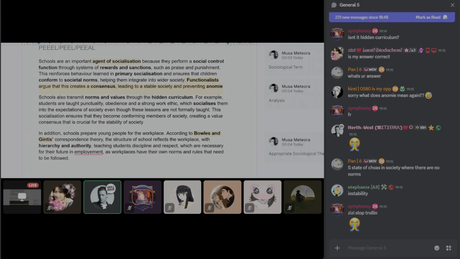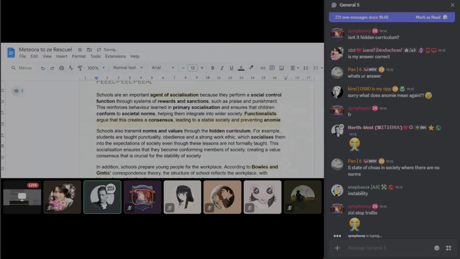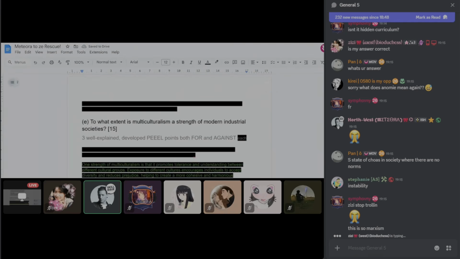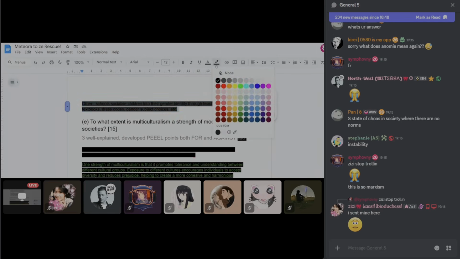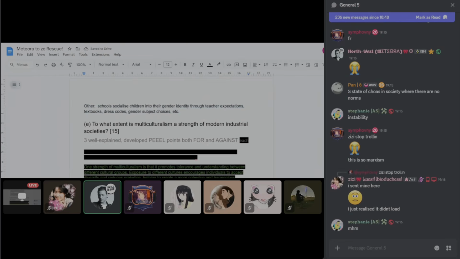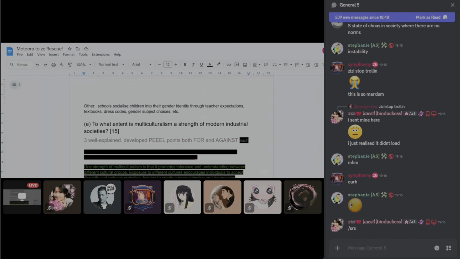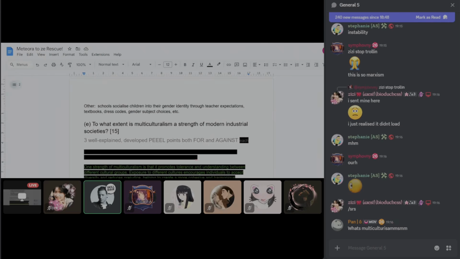The structure of the school reflects the workplace with hierarchy and authority, teaching students discipline and respect, which are necessary for their future in employment, as workplaces have their own norms and rules that need to be followed. Let me see, this is probably the acceptable answer: schools socialize children into gender identity through teachers' expectations, books, dress codes, gender subject choices. Yes, one of you answered here as well. Correct. Who answered that? Actually, that was really good. Yes, Brian answered that.